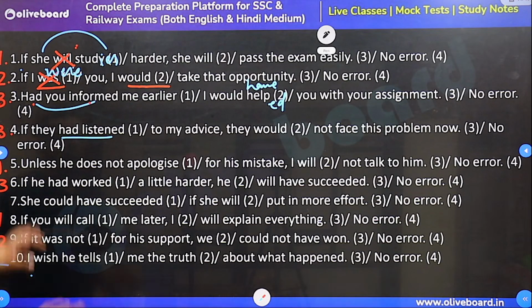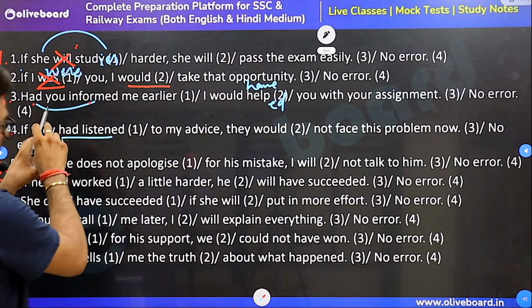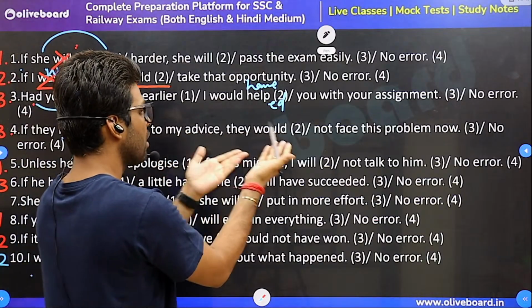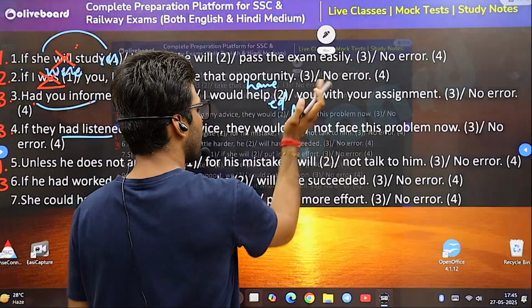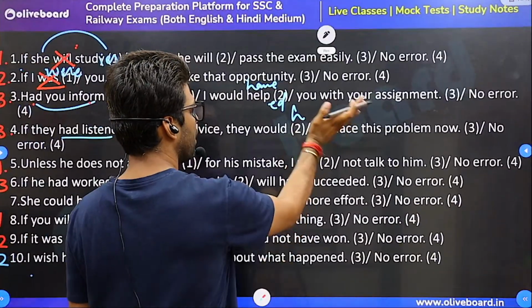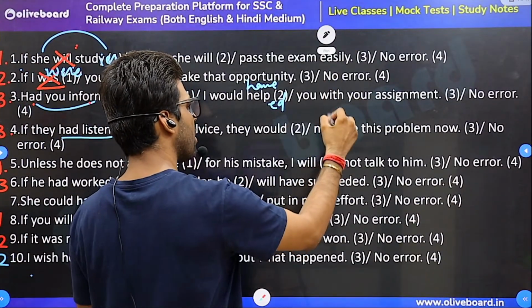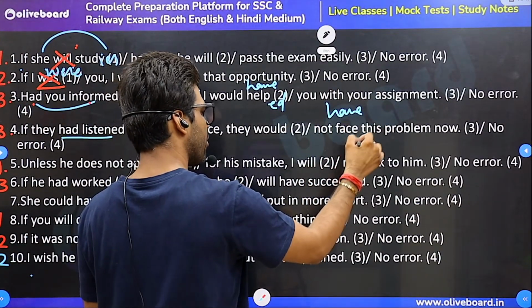Fourth one, if they had listened, had and a V3, so would not have and a V3. Let me insert. Would not have faced this problem.